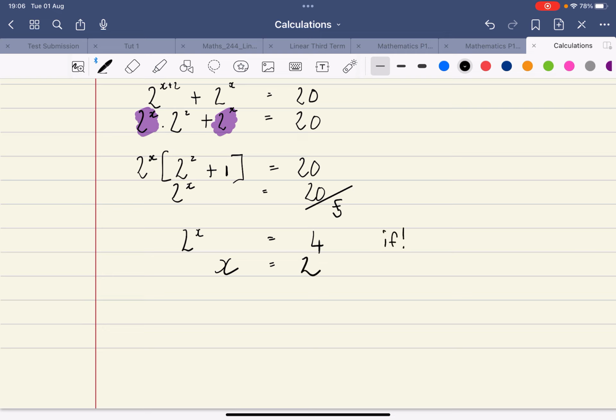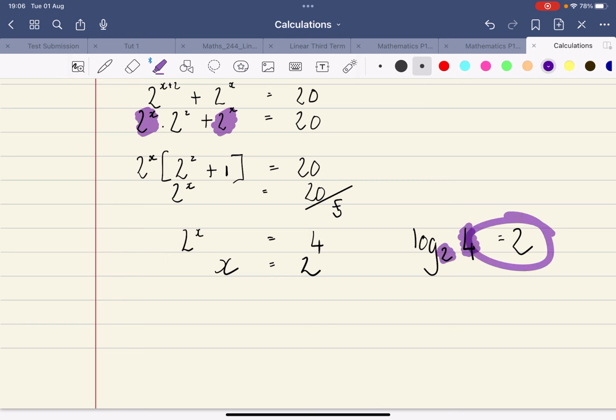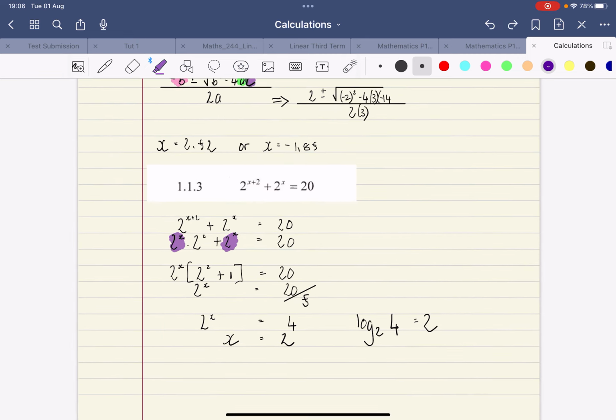If we had not known what x would have to have been, or it wasn't obvious, we could have used log on our calculator. So we would have said log 2, 4, and that would have popped out 2. So the base and the answer, and then our exponent will pop out. And that is the question solved.